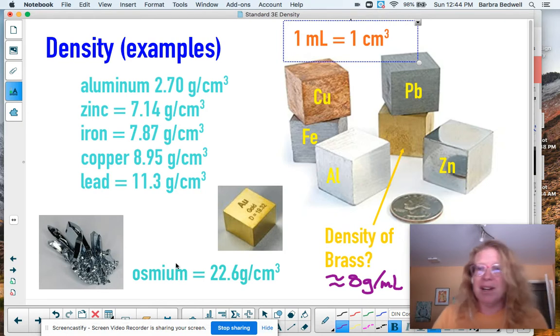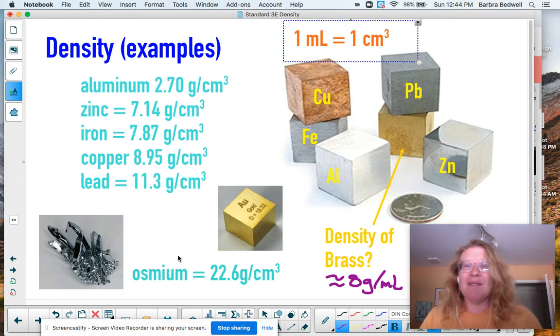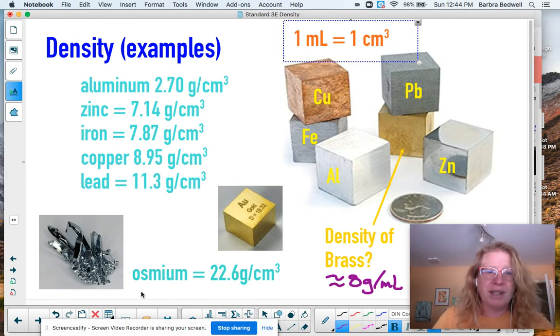And I put osmium on here. Osmium is the most dense of the naturally occurring elements, just a little bit more dense than iridium is. So again, osmium, 22.6 whopping grams per cubic centimeter. It's very, very heavy. You felt it in your hand and thought, whoa, something is really, really wrong with this thing. It's super heavy.